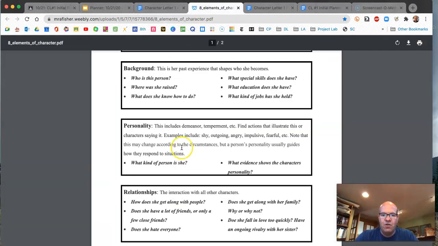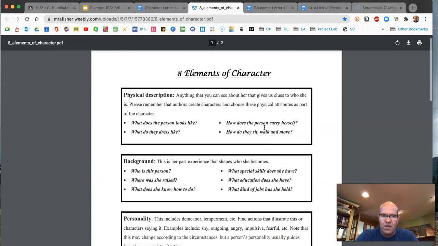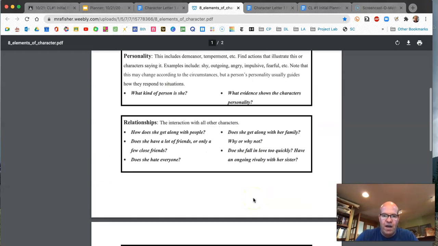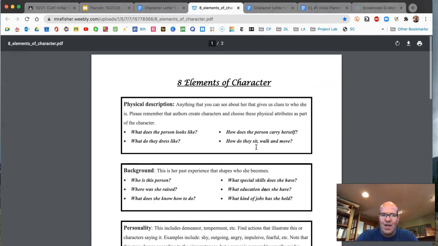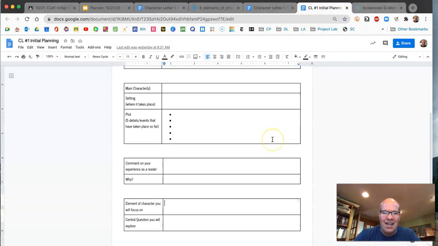So again, if you chose personality, it's one of these 2 questions. If you chose background, it's one of these 6 questions. Okay? If you chose relationships, it's one of these. You cannot choose physical description. It's not an option. Okay? So this is CL number 1, initial planning.